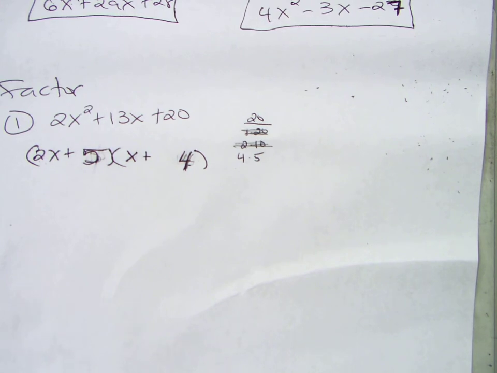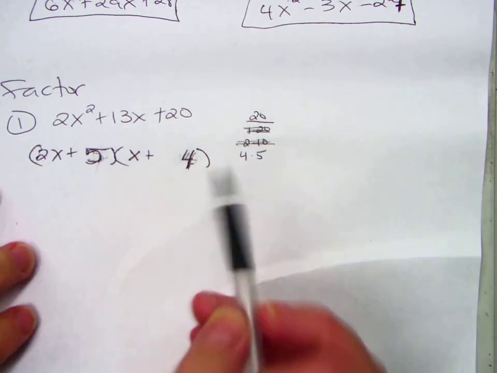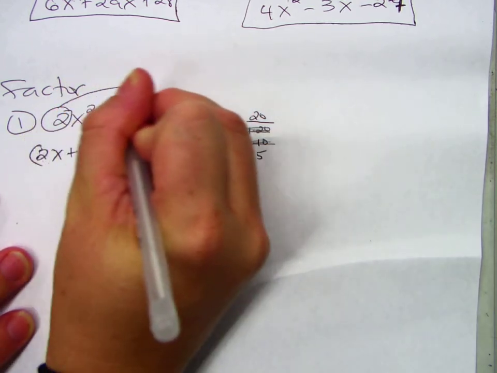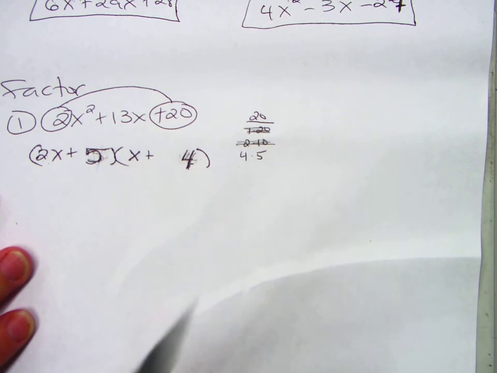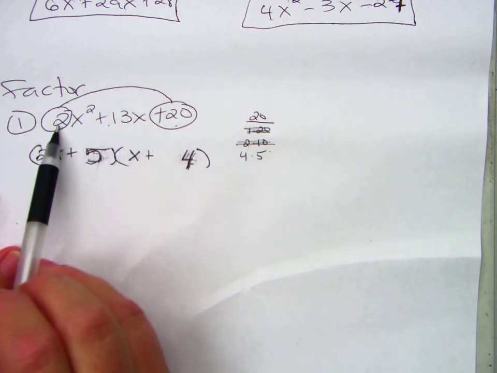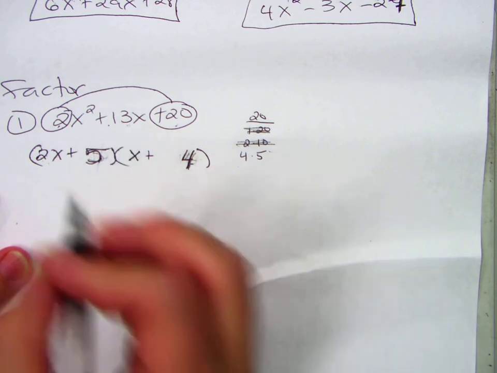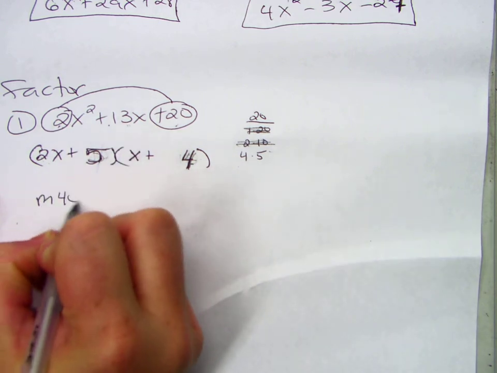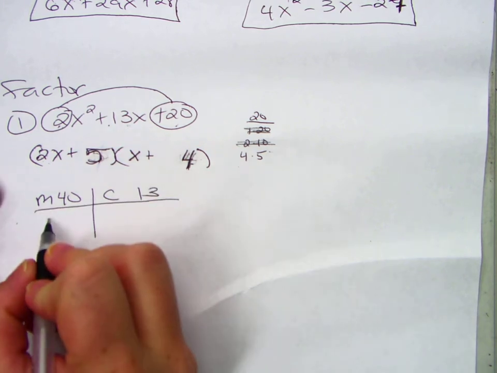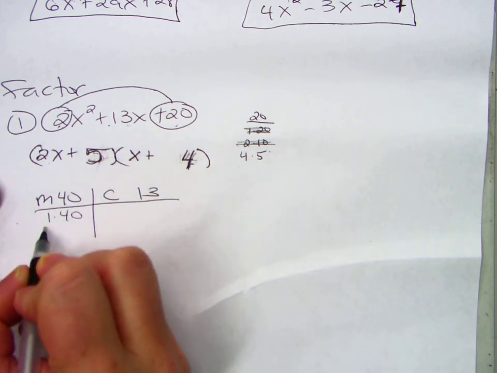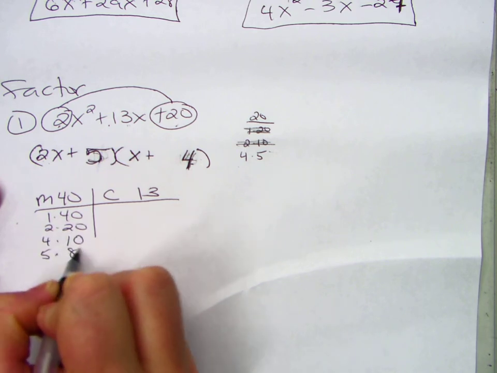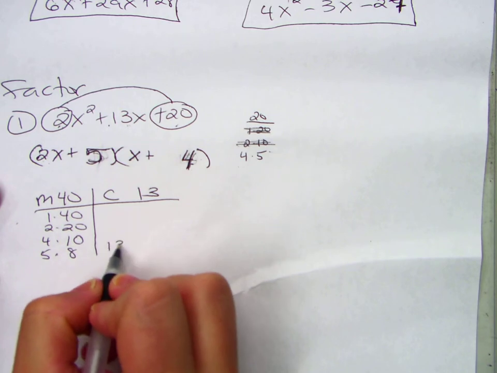Now let's go over the method I taught last year. We're going to multiply our a and c together. Now notice you can't divide everything by 2. We have to do it this way because you cannot pull out that 2 because of the 13. So we're looking for numbers that multiply to 40 and add to 13. That is 1 times 40, 2 times 20, 4 times 10, and 5 times 8. Which one of those adds up to 13? The 5 and the 8.